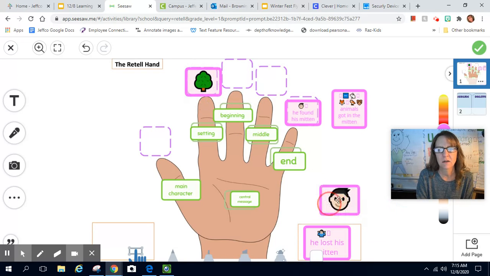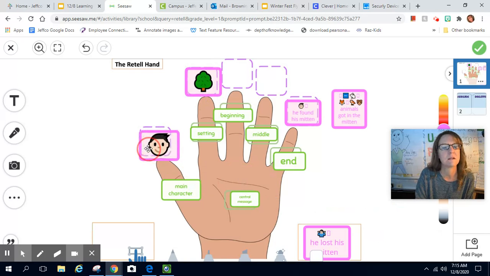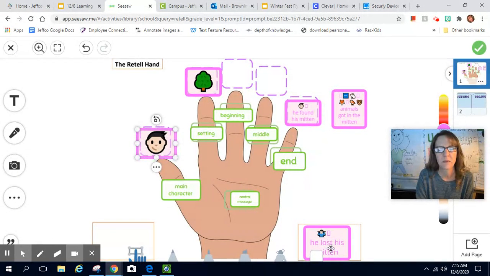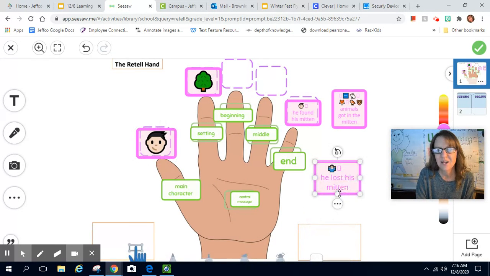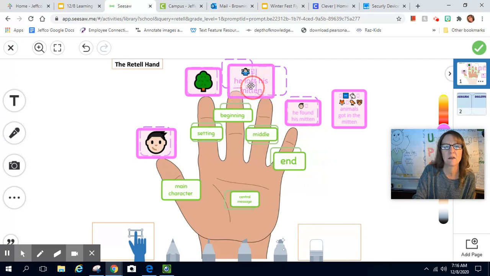Now the character, here's that boy. He is the main character. Without him, there wouldn't be a story, right? He wouldn't have lost the mitten for all the animals to go in. Now, he lost the mitten. That's a big problem, right? And that is where we find that out towards the beginning of the book.